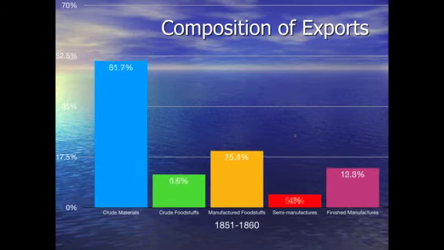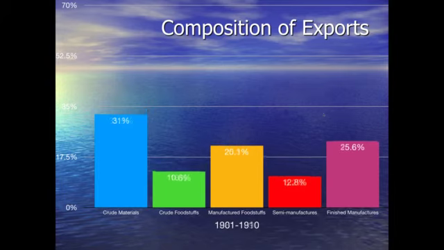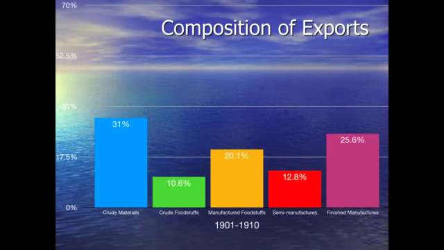If we continue on, we can start seeing a dramatic decrease in the percentage of crude materials that are being exported, and the increased importance of manufactured foodstuffs is starting to creep in. Finished manufacturers is remaining relatively unchanged. But as we continue forward, we can see that the semi-manufacturers and manufactured products are growing in importance in the composition of exports, while crude materials, crude foodstuffs, and manufactured foodstuffs are decreasing.